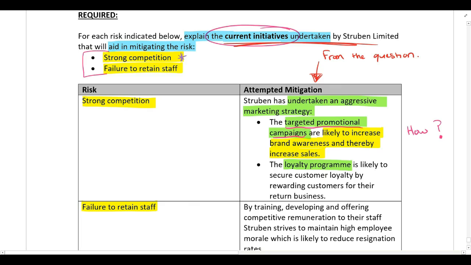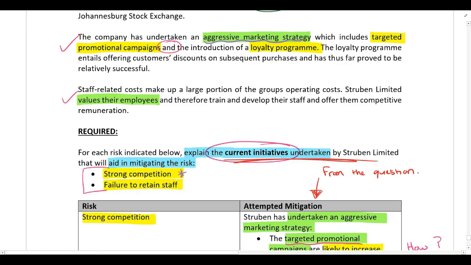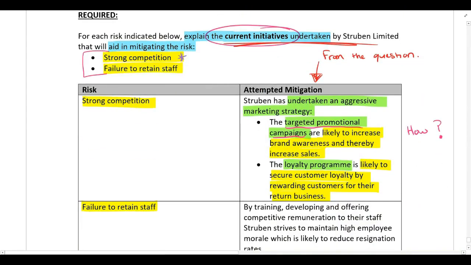For the loyalty program, how is this going to mitigate the risk of strong competition? It is likely to secure customer loyalty by rewarding customers for their return business. And we were actually told that in the question, that with the loyalty program, customers are given discounts on subsequent purchases. So what you're doing with this loyalty program is you're trying to ensure that your customers come back to your shop so that you have repeat business from those customers.